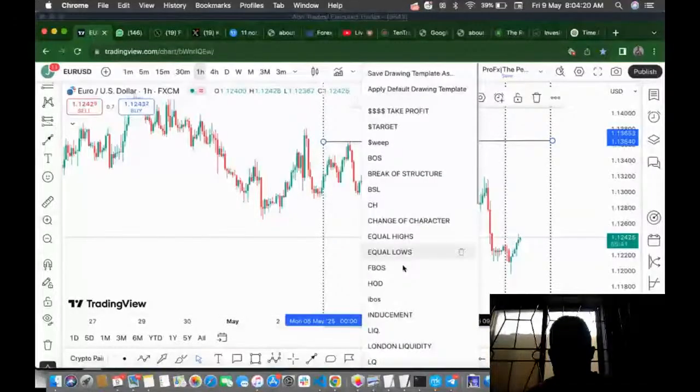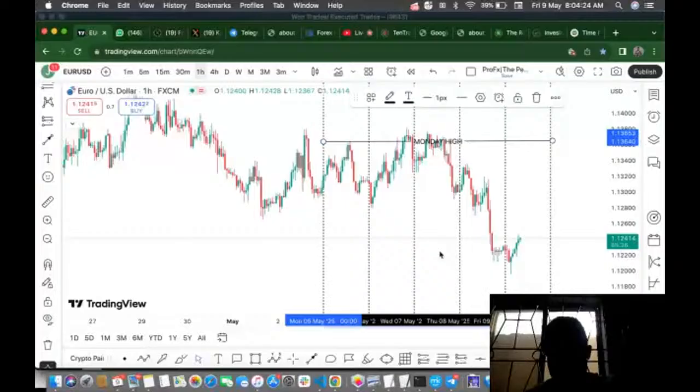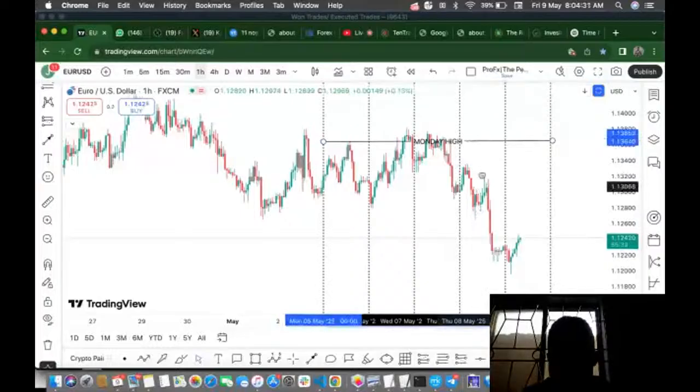Because we call this the footprint. We call this the footprint. So the big boys have played into your hands. They have given you the direction for the week.